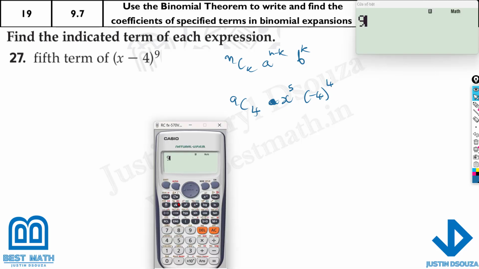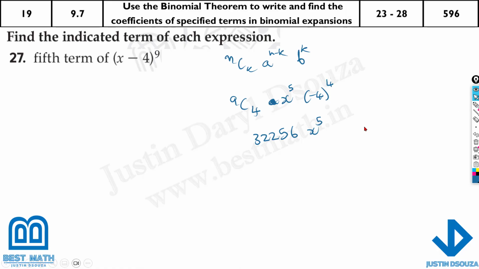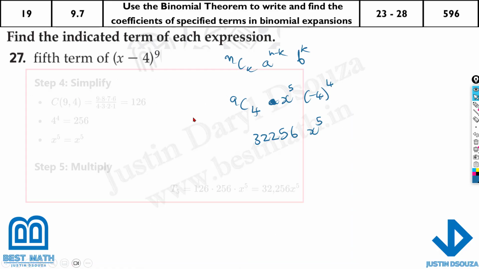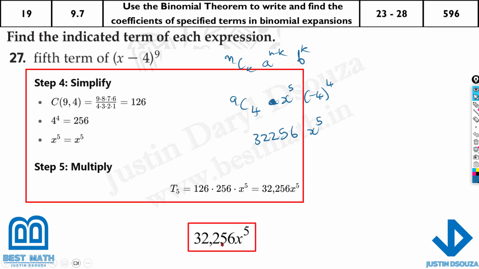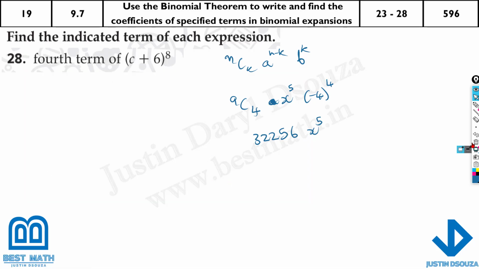I'm not doing all the methods, I'm directly jumping to the answer, but you guys please do the methods. I'm just doing it directly here. Minus 4 raised to the power 4. If you want the detailed method, please go back in the video for the first and the second problem. I've done all the detailed method with the given and all the formula proper substitutions. 32256 x raised to the power 5. So there we go. That will be the fifth term. Now here it is 32256 x, x raised to the power 5, sorry.